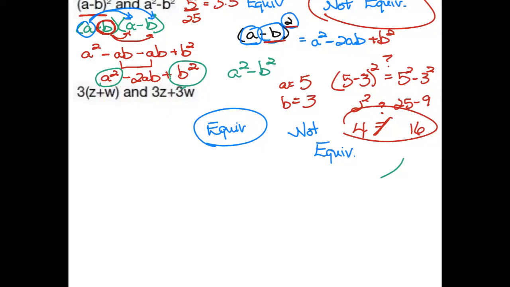Yes, Noelia? Yeah, it is the distributive property. You have to distribute the 3 with both of those. So you get 3 times z plus 3 times w, and that is equal to 3z plus 3w because of distributive property. Beautiful.